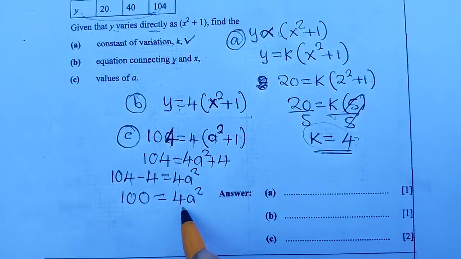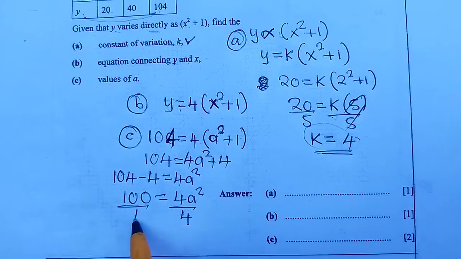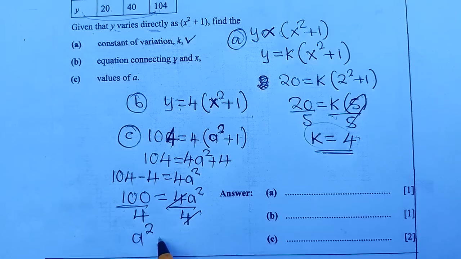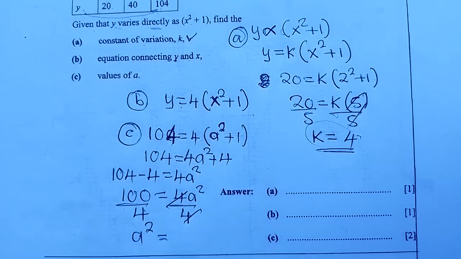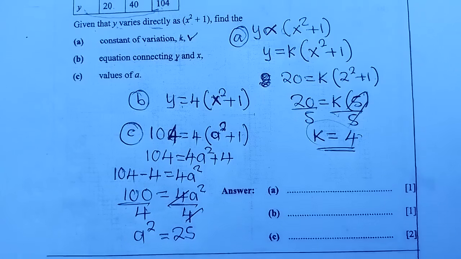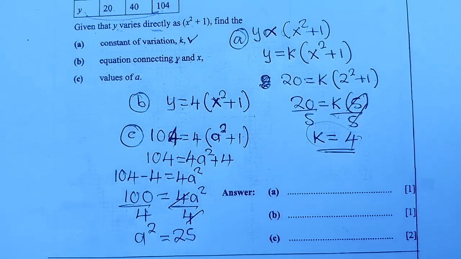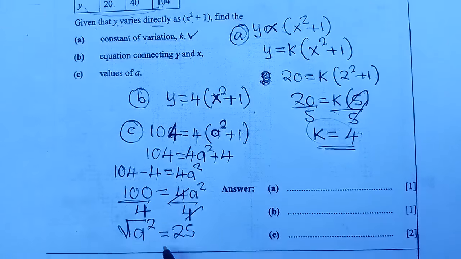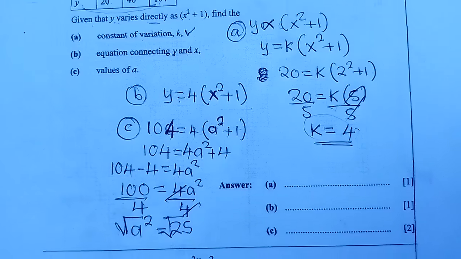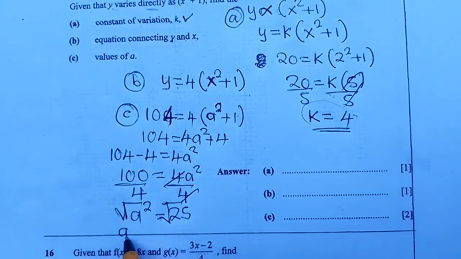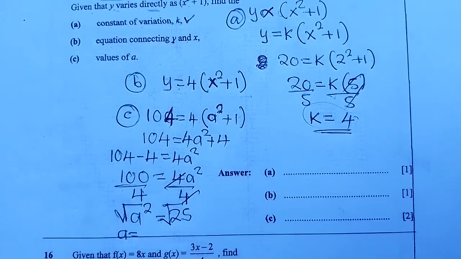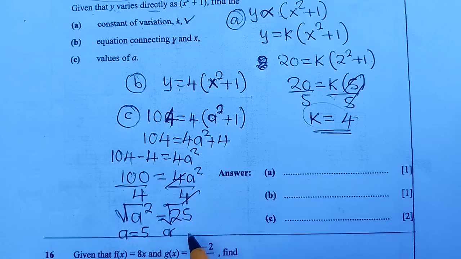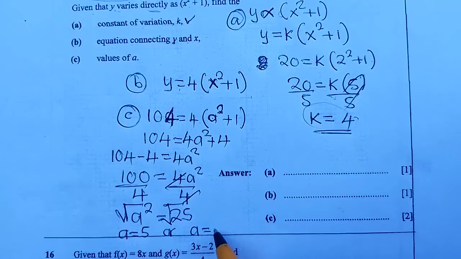You divide both sides by 4. This cancelled. So a squared is equal to 25. Have you seen like this? So you introduce the square root on both sides. Then finally, I told you that we get to have two answers. A is equal to 5 or a is equal to -5.